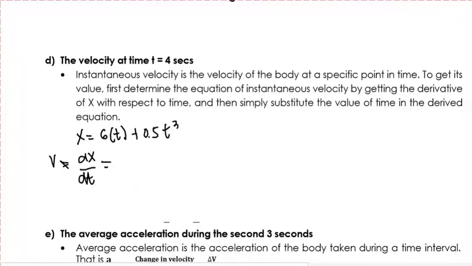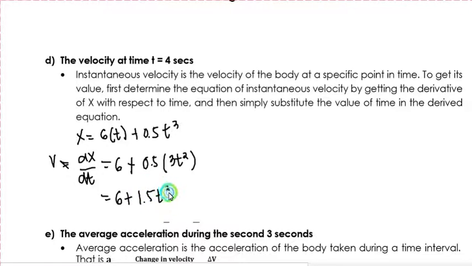So we have 6 plus, we copy the 0.5, then the derivative of t cubed is equal to 3t squared. Simplifying this equation, we will have 6 plus 3 times 0.5, which is 1.5t squared. This will be the equation that we need to substitute the value into to get our instantaneous velocity.